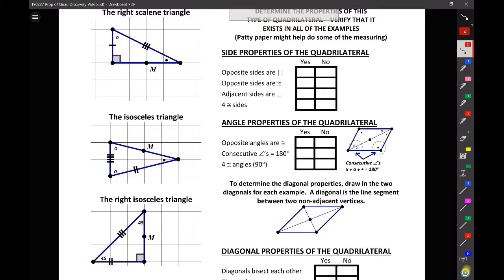Okay, so go ahead and get the other 3 examples done here. You're going to use a clean piece of patty paper for each one. That's why you have 12 pieces of patty paper, so that you can create each one of these and rotate them.